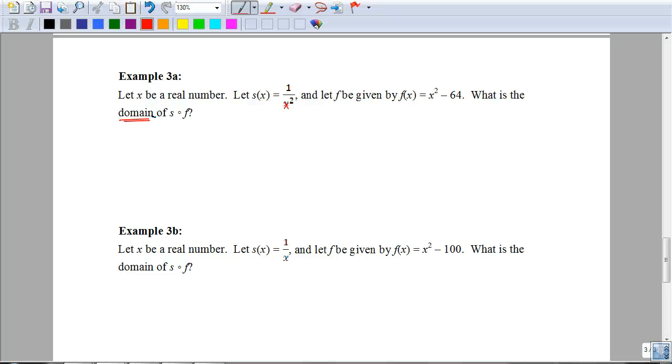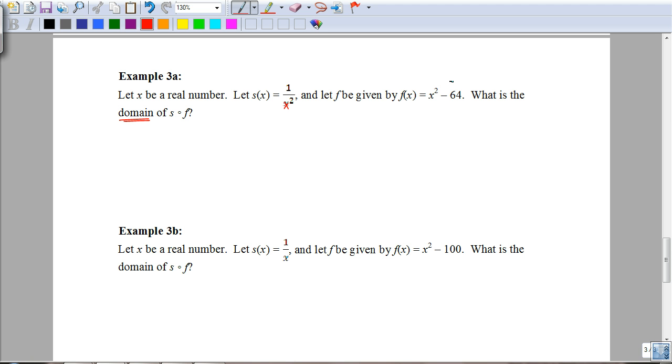Sometimes we have to restrict the domain, or say that there are certain things that we can't put in for x. Well, if I look at x squared minus 64, any real number would work. I can square any number. I can do negative numbers, positive numbers, fractions, decimals. I can square anything and subtract 64 without having any issues. So all real numbers would work in the domain for that function f.